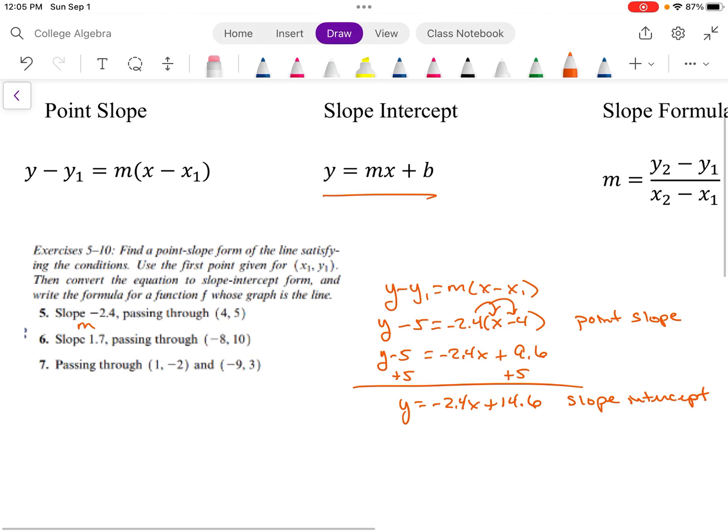Now they said write the formula for a function f whose graph is the line. All they want you to do is remember that y is equal to f of x. So they just want you to say, okay, f of x equals negative 2.4x plus 14.6. And that is the function form. We take away the y and put the f of x in its place. All right, so there's the first one.